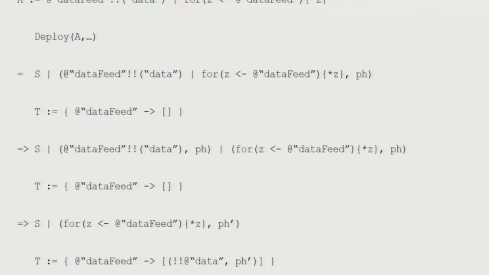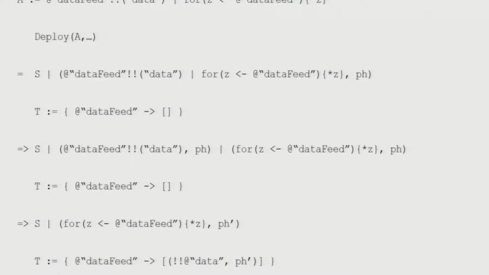Assume Alice wants to deploy A, which sends persistently on the channel data feed some data. And in parallel, on data feed, waits for that data, and then once it receives the name, evaluates the value of the data that was sent. So she deploys A, allocating an initial flow balance here.